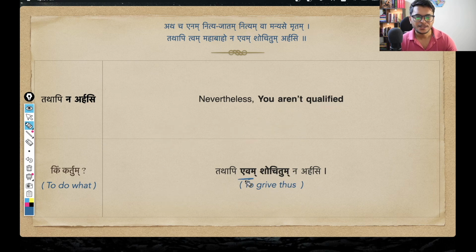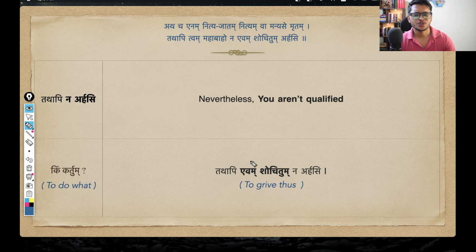Okay, and then we have this evam, that evam shochitum na arhasi, that you are not qualified to grieve thus. You are not qualified to grieve like this. This evam conveys thus or like this. Or we can say that you are not qualified to grieve in this manner. So evam represents all this. Thus, like this, in this manner, in this way. It is also an avyaya, an indeclinable.